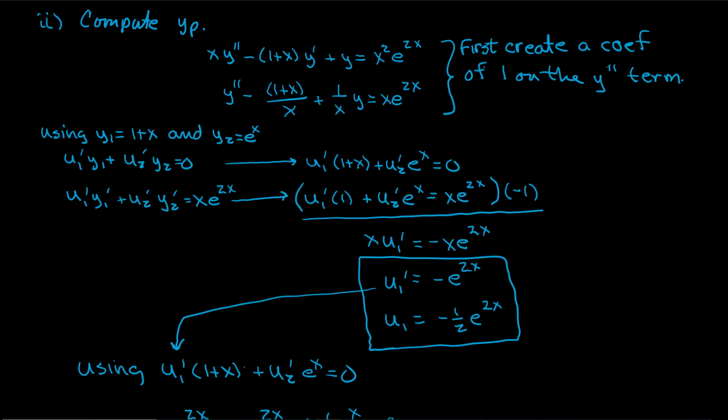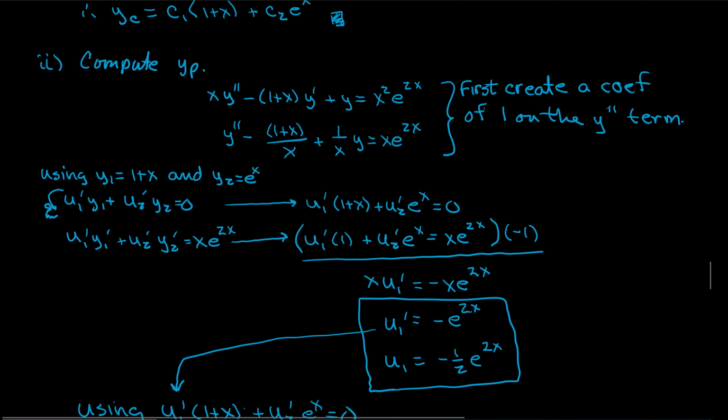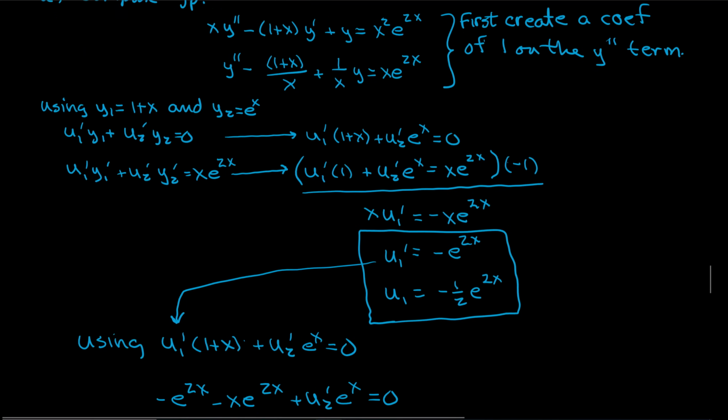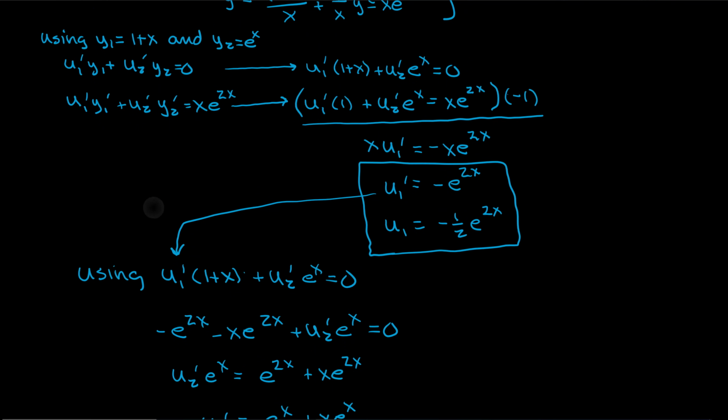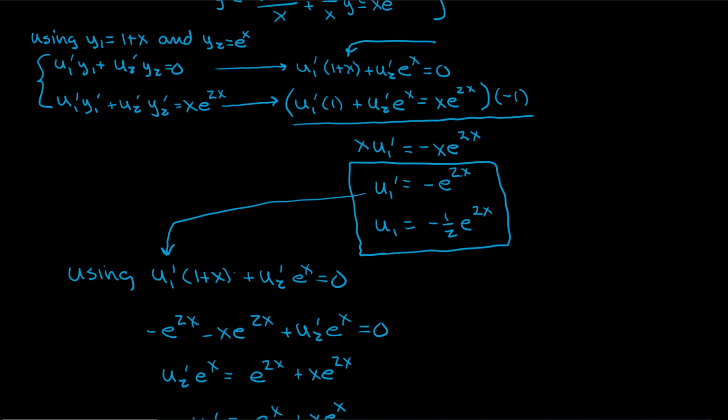Aha. So what we're going to do now is use our system of equations that we are becoming familiar with for the variation of parameters. We have our u1 prime y1 plus u2 prime y2 equals 0. In the first equation, we're going to substitute in 1 plus x for y1 and e to the x for y2, and there's our first equation.